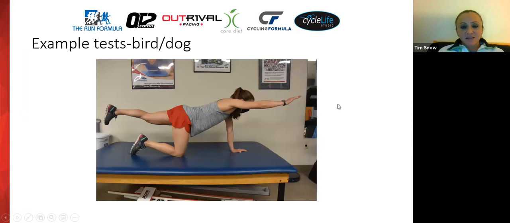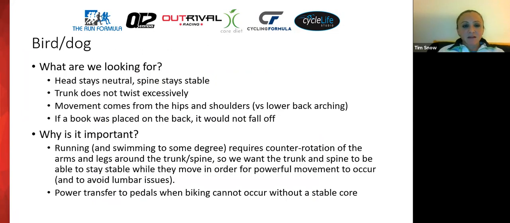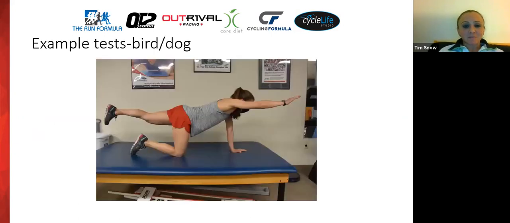Another example test here is our bird dog, raising one arm and the opposite leg while on all fours. What we're looking for here is that we want the head to stay neutral, so you don't want to see the head extend back or flex down. The spine should stay stable. The trunk should not twist excessively. The movement should be coming from the hips and the shoulders versus the lower back arching or rotating. The idea is that if we were to place a book on the back, it would not fall off. So, I'm fairly decent here. I'm lacking a little bit of shoulder motion, and the back arches a little bit too much.